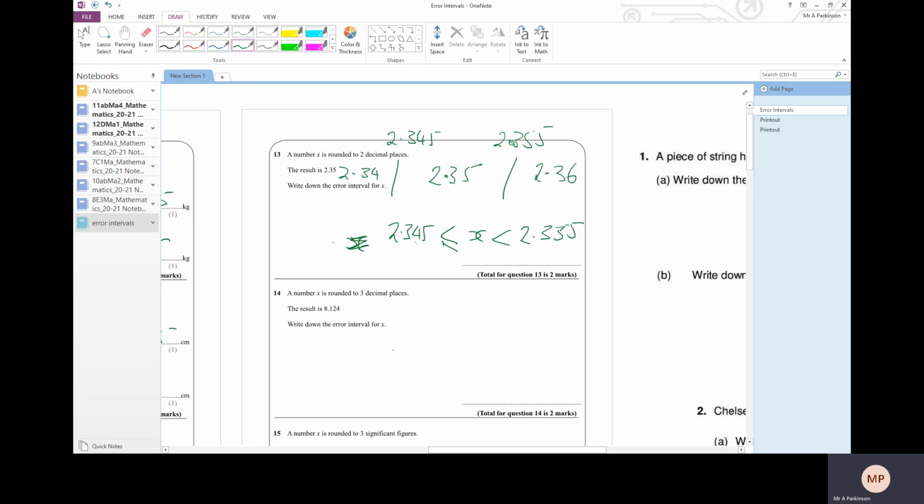8.124 being rounded to 3 decimal places. So we go up, 8.125, 8.123, find the middle value. So write down the middle. The middle is 8.1235 and 8.1245. So it is 8.1235 is less than or equal to x is less than 8.1245. They carry on all the same way like that.